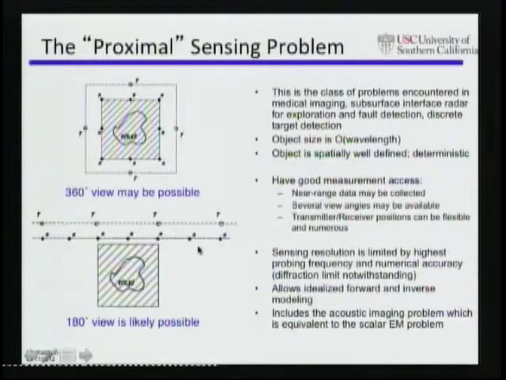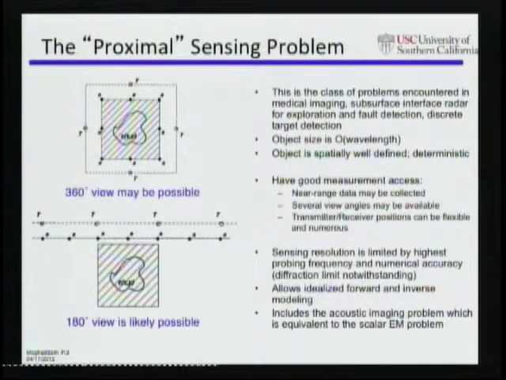The sensing resolution is generally limited by the highest probing frequency. And so this type of problem really is ideal for forming what we call the forward and inverse scattering solutions. The forward problem would be that if you knew what the target was, and if you sent an electromagnetic wave or microwave to it, then you could predict what waves it would scatter.